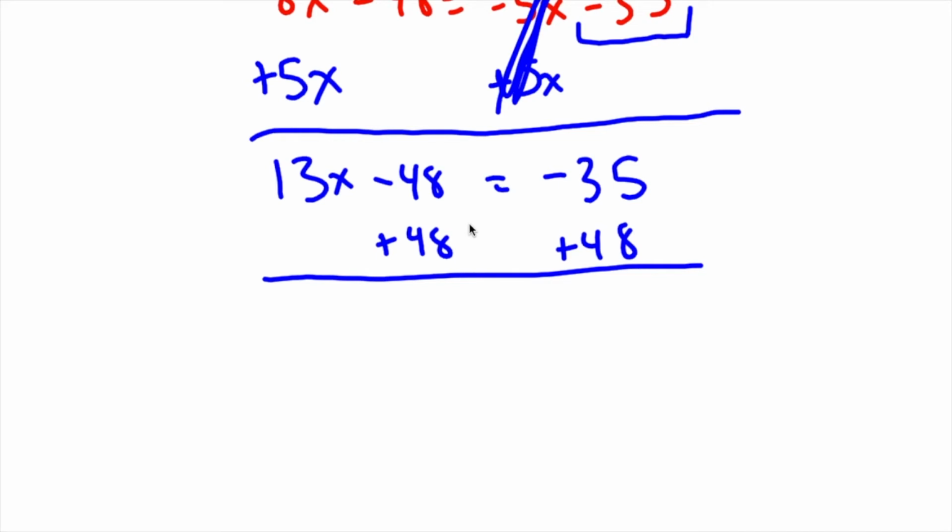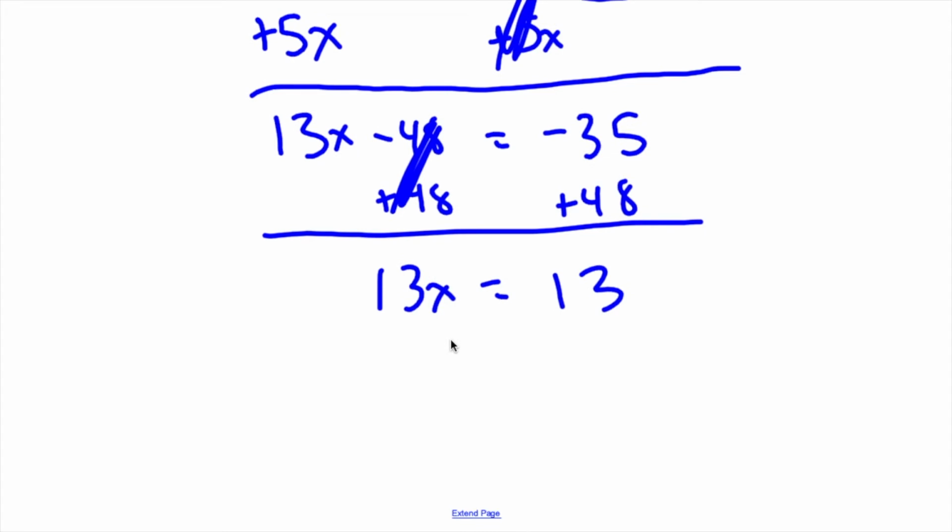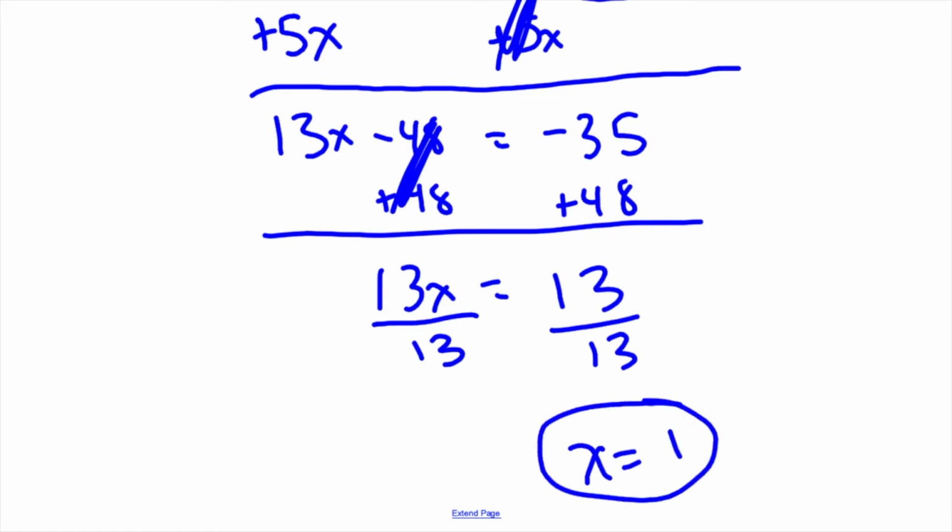Negative 48 plus 48 is 0. They cancel. Bring down the 13x equals, get out your calculator, negative 35 plus 48 is going to give you a positive 13. And the last step, we want to get rid of the 13. We want to separate it from the variable, so they're being multiplied, so we do the opposite and divide. So divide both sides by 13. And we get our final answer of x equals 1.